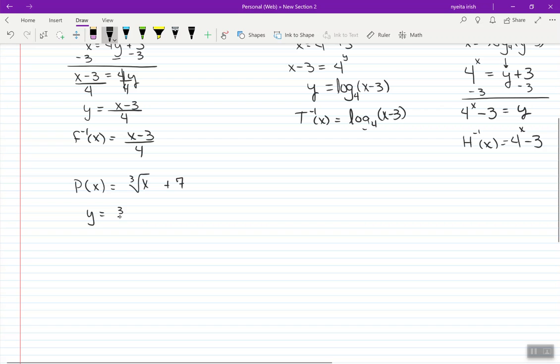y, swap it out, and then solve for y. So subtract 7. Okay, but we still need to figure out how to get rid of the root, and the opposite of roots are powers. So I raise both sides to the 3rd power.